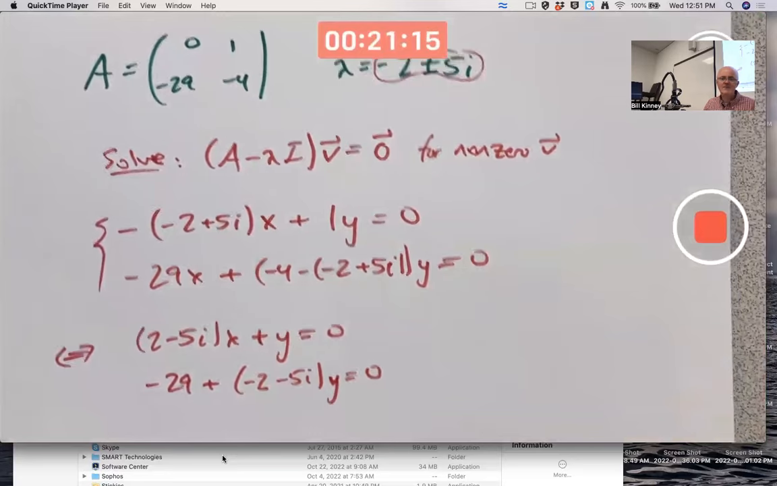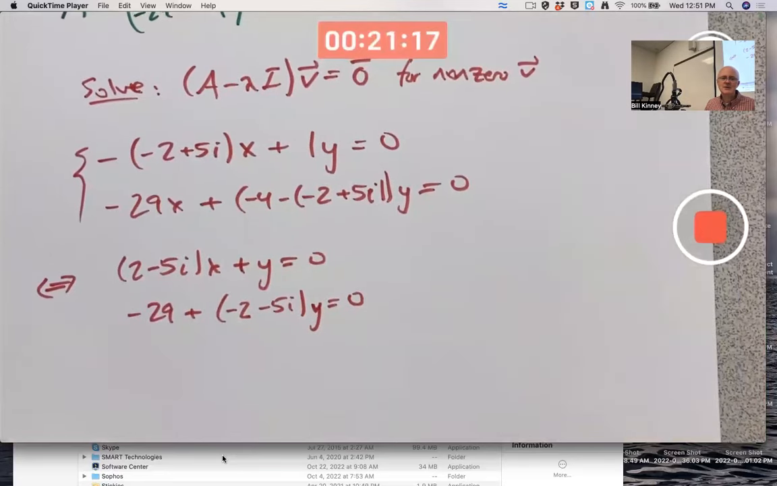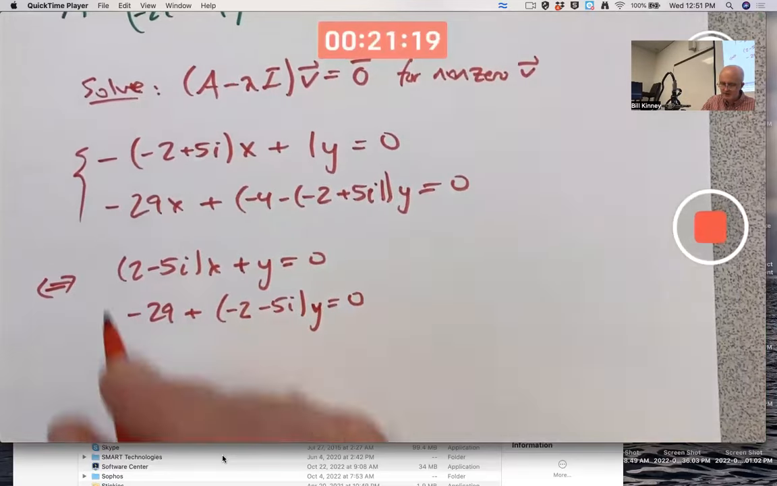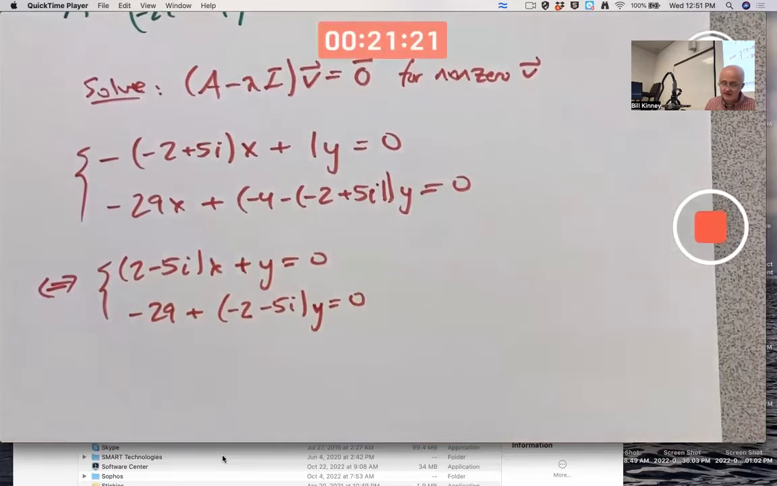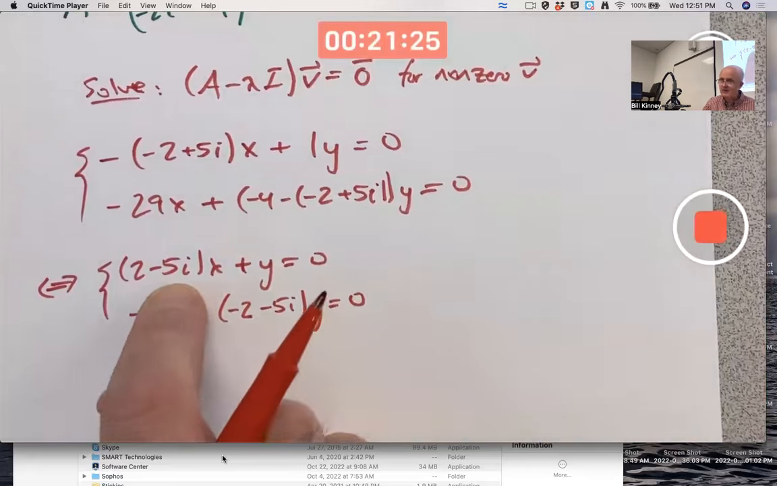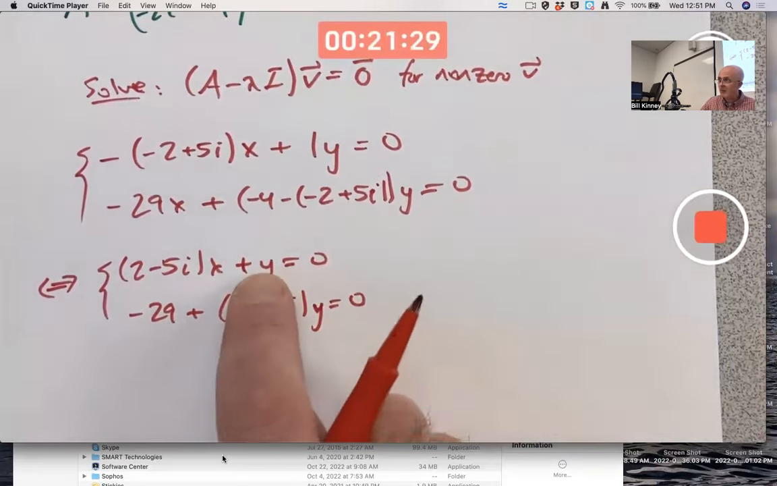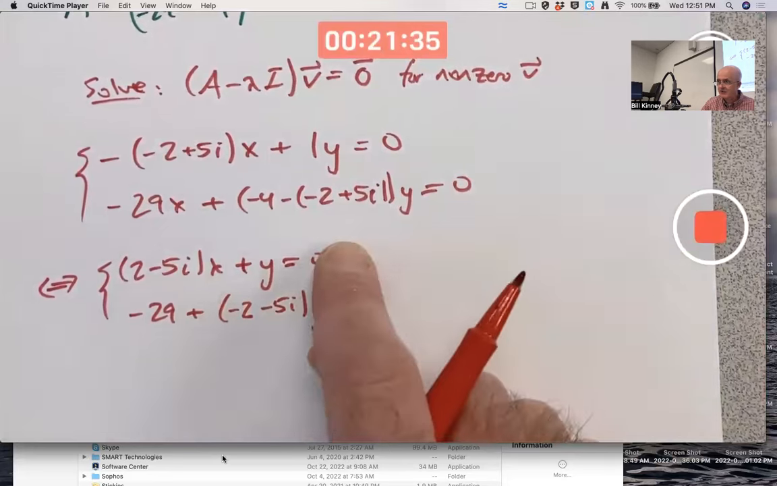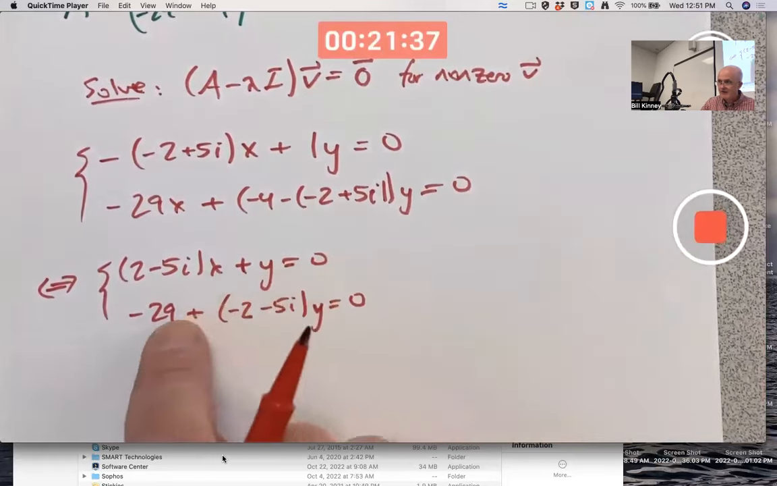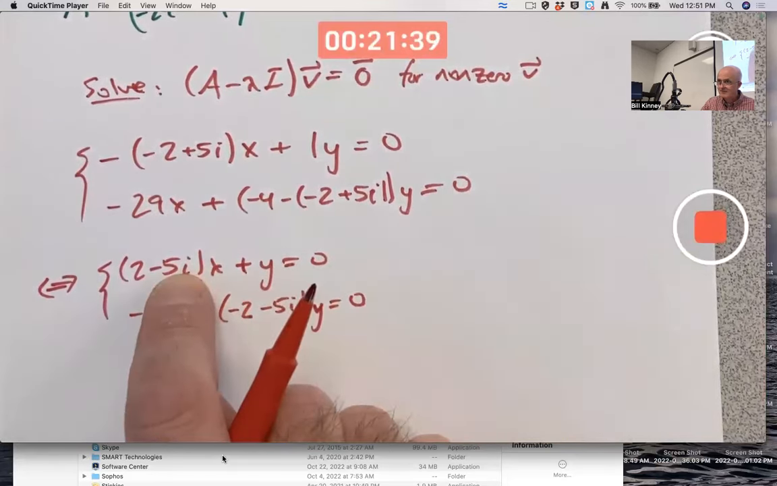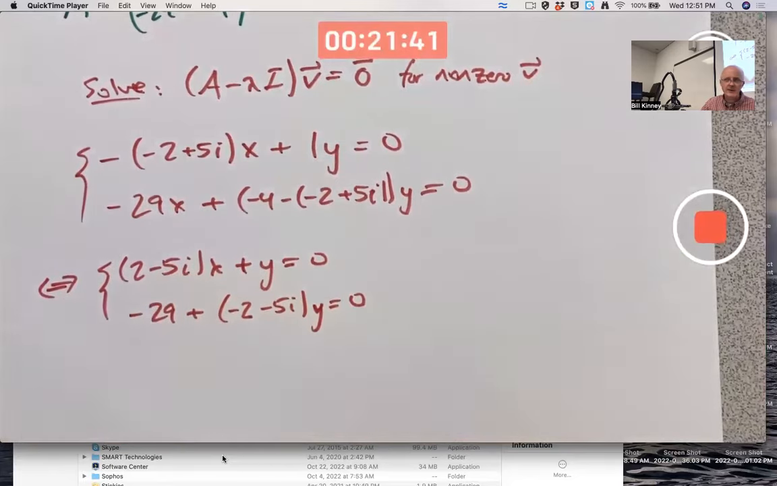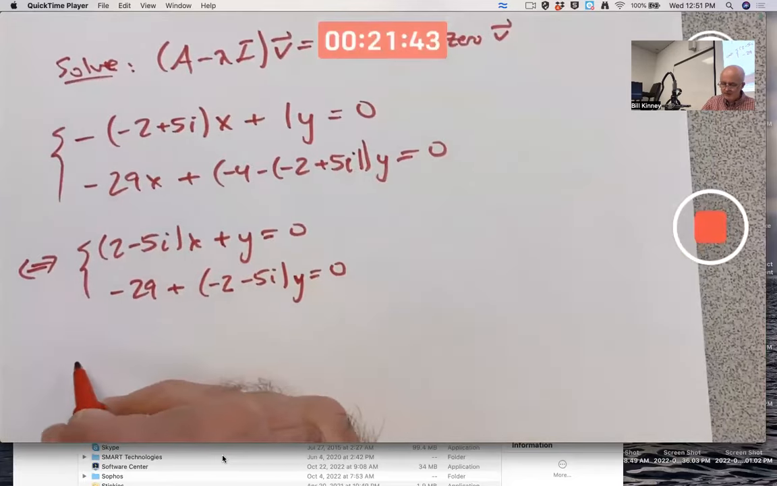How could I tell these two equations are scalar multiples of each other, complex scalar multiples? If I divide negative 29 by 2 minus 5i, I should get negative 2 minus 5i divided by 1. See what I'm saying there? Effectively, in dividing the second equation by the first equation, by dividing the coefficients. We've never really done that before, but that would be enough to verify it.